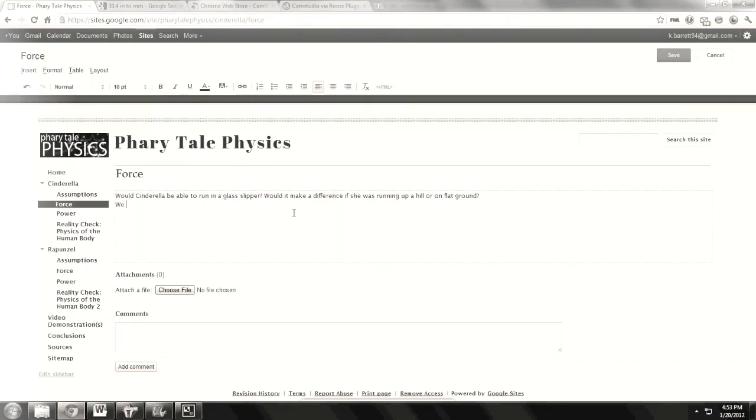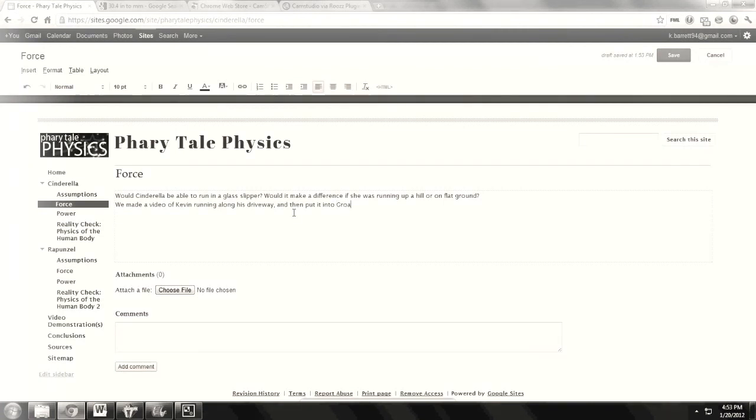On the sidebar, you'll see we start with Cinderella's story. We start with the most important part of any experiment, which is the assumptions, so that we would make sure that all of our calculations made some sense with how the stories were originally written. Then we divided up the categories by force and power calculations so that we could look at these stories in a few different ways that we've learned about physics this year.